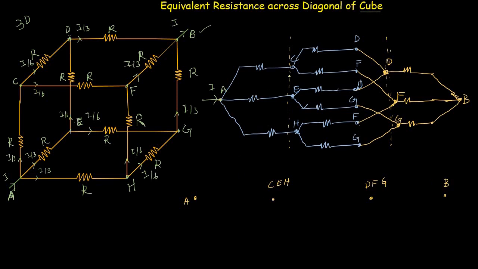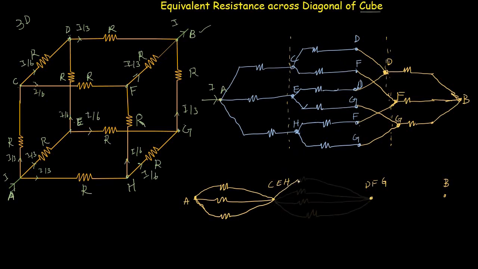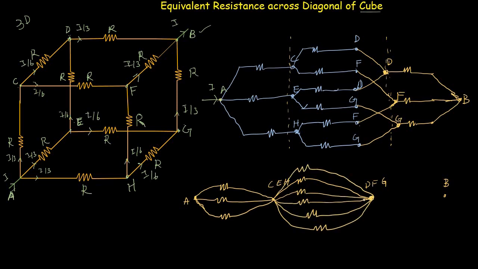So in between point A and CEH we have 3 resistors connected. Now in between point CEH and DFG we have 6 resistors connected. Now in between DFG and B we have again 3 resistors connected. So now this is basically the simplified version of this 3D network.